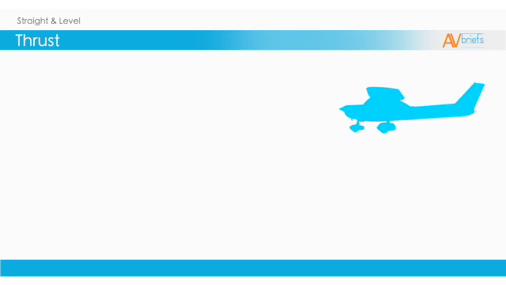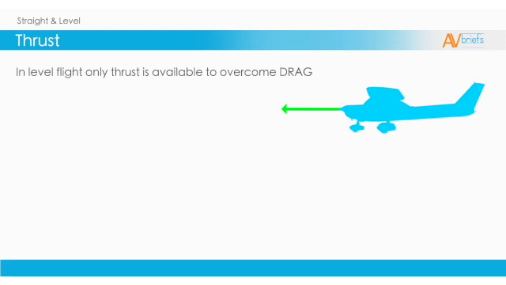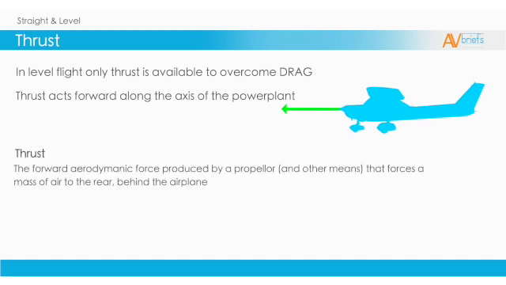Thrust acts forward of the power plant, to pull or push the airplane forward. In level flight, only thrust is available to overcome drag. So thrust will always act forward, along the axis of the power plant. The definition of thrust is the forward aerodynamic force, produced by a propeller and other means, that forces a mass of air to the rear, behind the airplane.